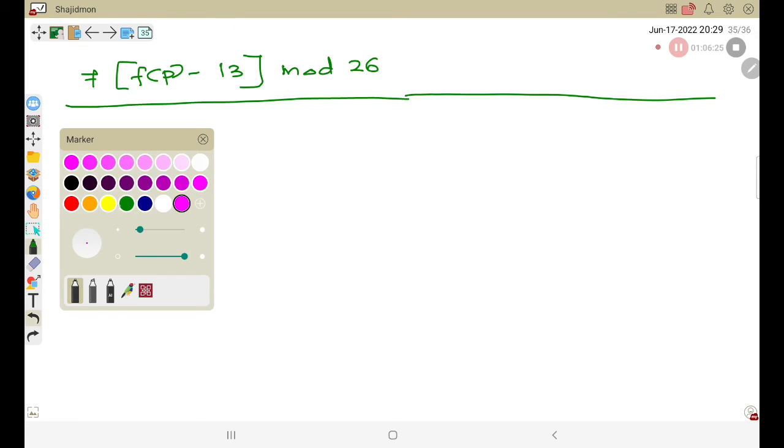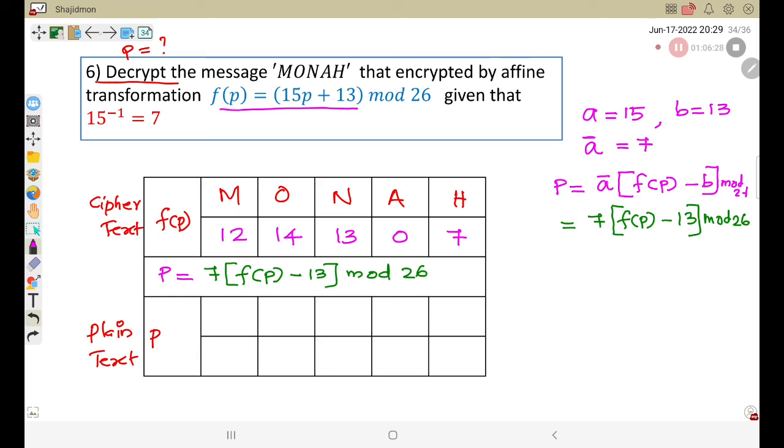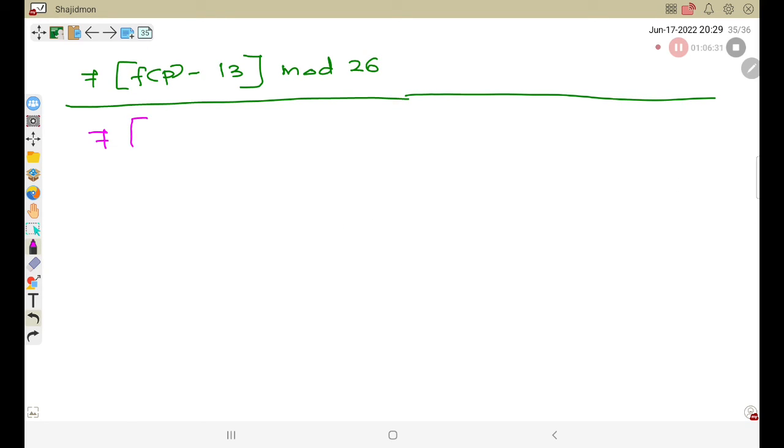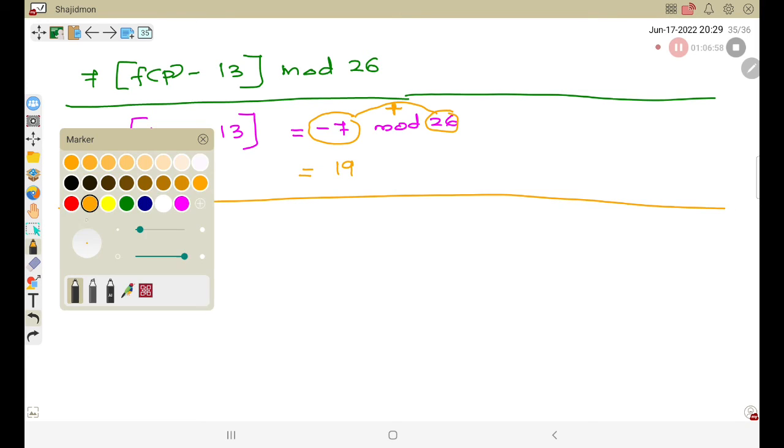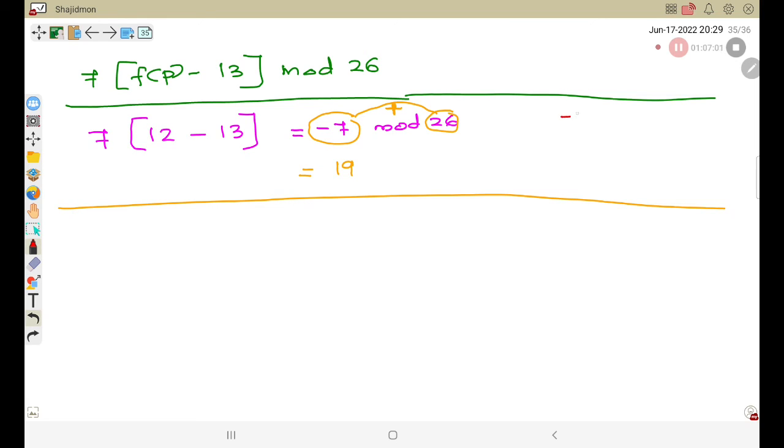So first starting with the number F of P, the number is 12. So 7 multiply 12 minus 13, correct? 12 minus 13 means minus 1. So minus 7 mod 26. So minus 7 is a small number. So you can take this minus number, plus, okay? Minus number means add. Minus 7 plus 26, you will get 19. I hope you understood. That way you can do, or you can do minus 7 divided by 26, the usual way, correct?